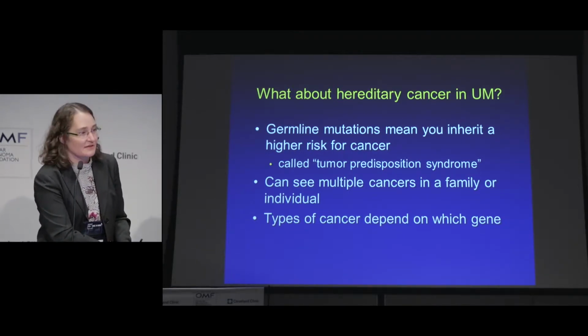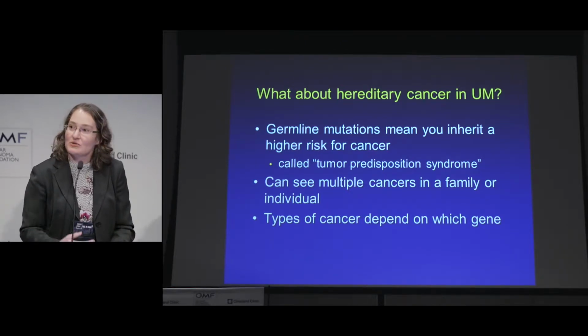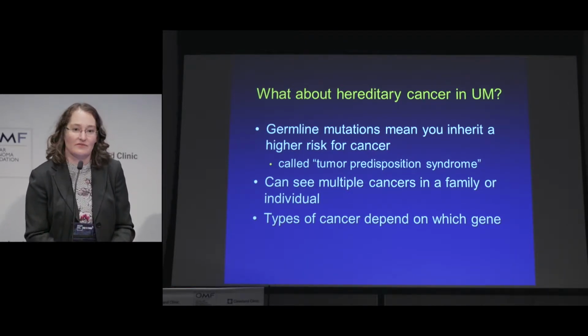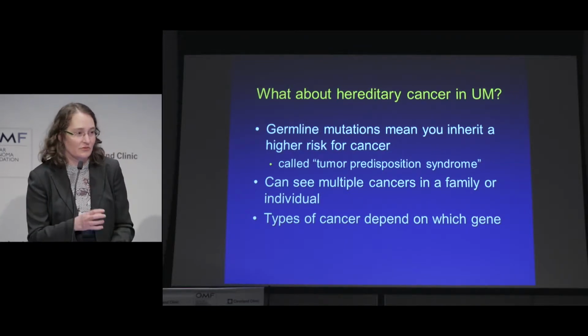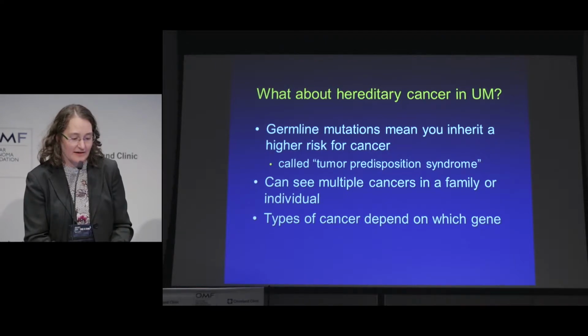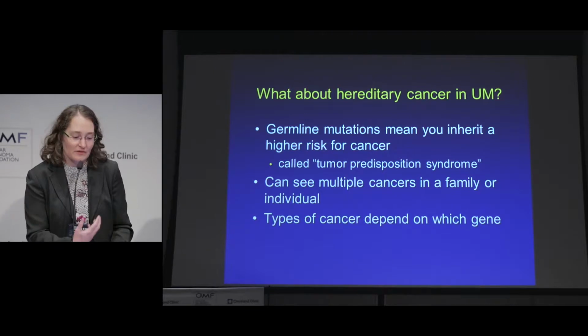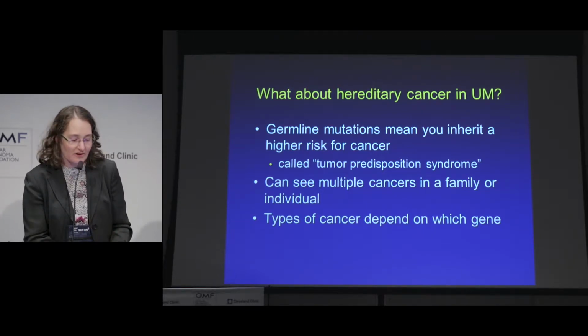So why do we care about hereditary cancer and uveal melanoma? Because that's a pretty rare kind of thing. It just means you inherit a higher risk for developing cancer. It doesn't mean you're going to get cancer, but you have a higher risk of developing that. Often that's called a tumor predisposition syndrome, which is how it's referred to in formal medical language. And like I said, if somebody has that syndrome, you can see multiple cancers in the family or in the individual.